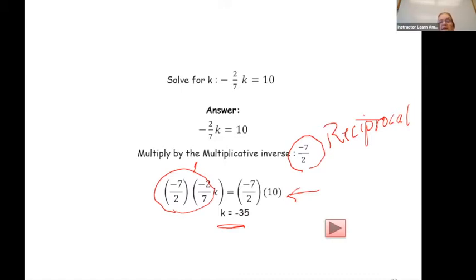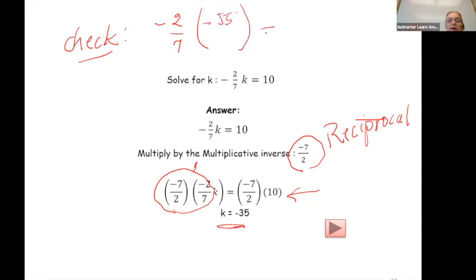And remember, as in every other situation, you can take your answer and substitute back to check. It's not a requirement, but it's a good thing to do for yourself to make sure you didn't go off the beaten track somewhere. So if we have -2/7 times -35, is that equal to 10? Well, we have +70/7 is equal to 10, and of course this is 10. So 10 is equal to 10, and that is correct.